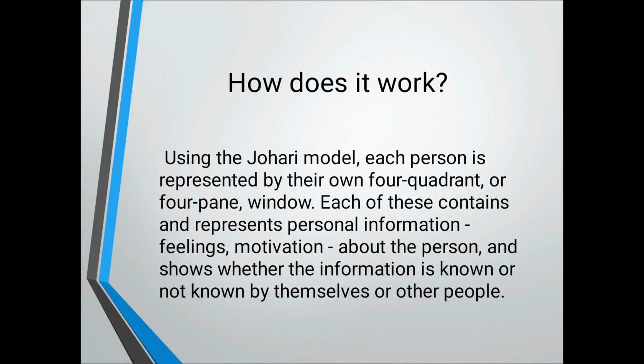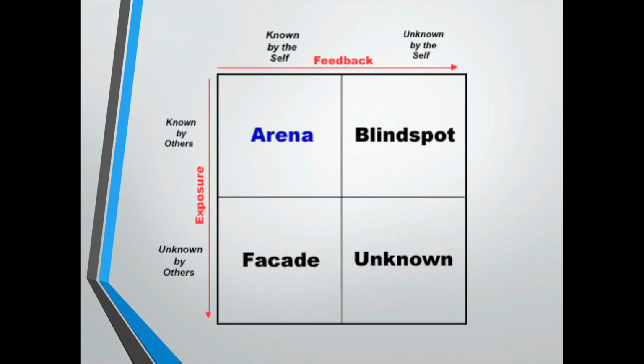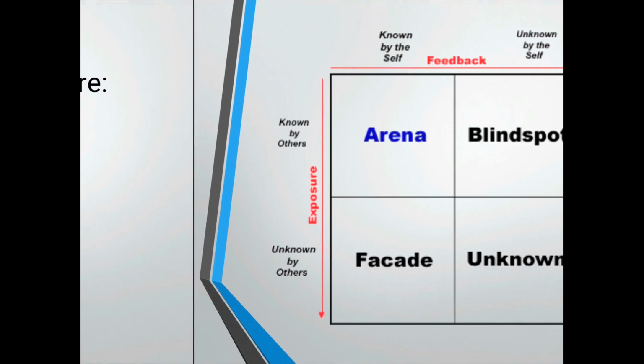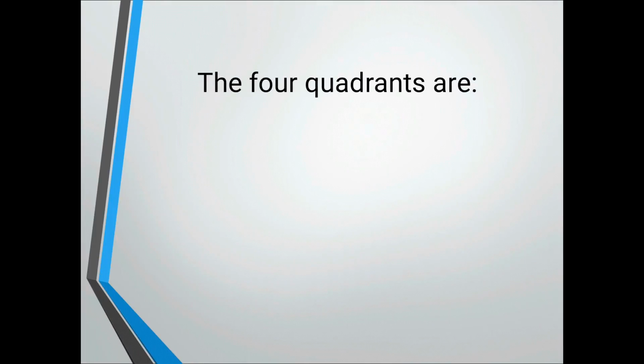So now let's start to understand how it works. Using the Johari model, each person is represented by four quadrants, and these four quadrants will help you understand the four areas of human psychology. Obviously, it has different flavors and different things are involved. So let's start and understand the four different quadrants involved in this Johari model. The four areas are known as the open area, the blind spot, the hidden area or unknown by others, and the unknown area. Let's describe them one by one.